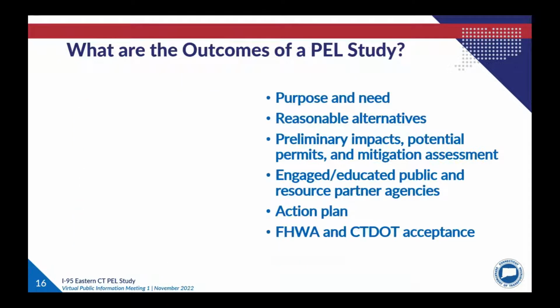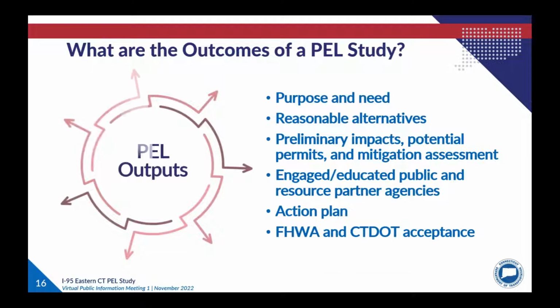The outputs or products of the PEL process help the Connecticut DOT and decision makers with expediting the project development process by starting those NEPA-like activities, such as drafting the purpose and need, identifying the reasonable alternatives, and identifying preliminary impacts, potential permits, and mitigation requirements.